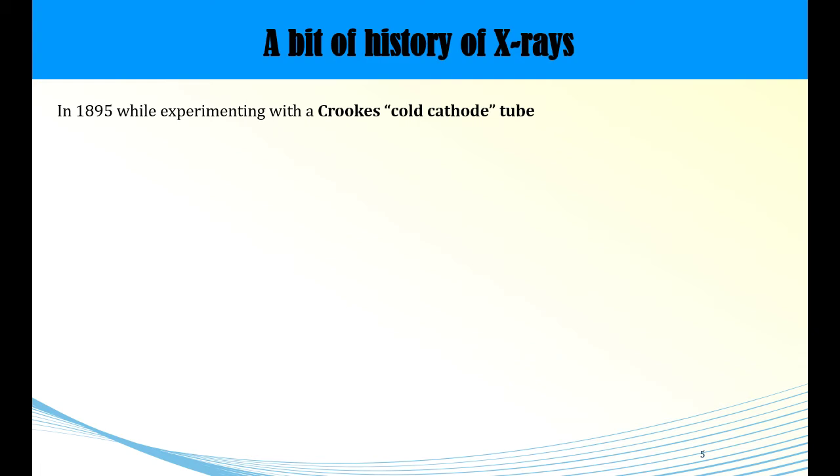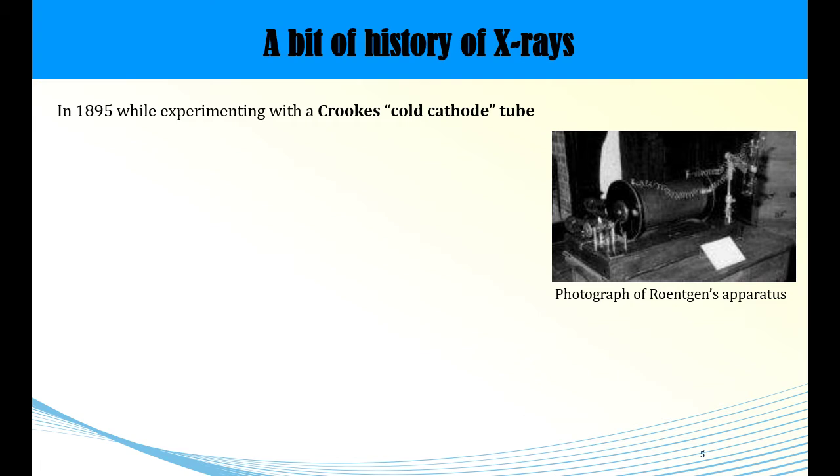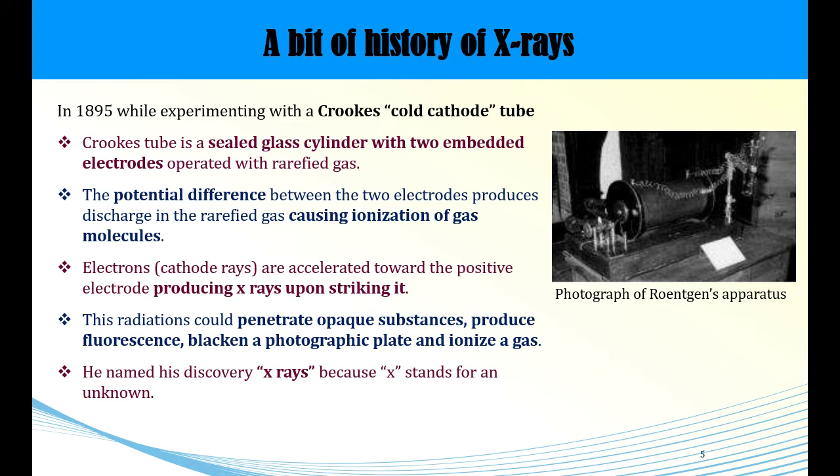In 1895, while experimenting with a Crookes cold cathode tube, we all know the cathode tube, it is used for generation of cathode rays, and these cathode rays are nothing but electrons. During this experiment, he found the X-rays. See, this is the photograph of Roentgen's apparatus. On this apparatus he was doing some experiments, and during that experiment he made some observations.